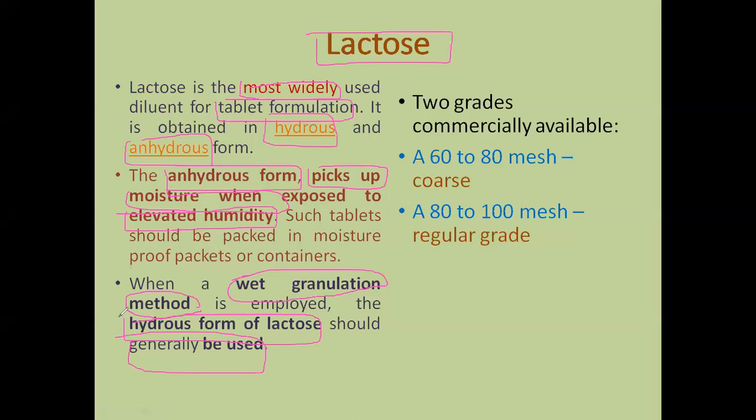Then the two commercially available grades of lactose include firstly a 60 to 80 mesh, which is a coarse lactose, and second one is a 80 to 100 mesh lactose, which is of regular grade. So these are the two types of grades which are available for lactose. Clear? Okay.